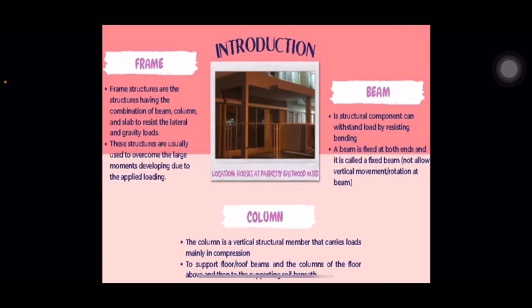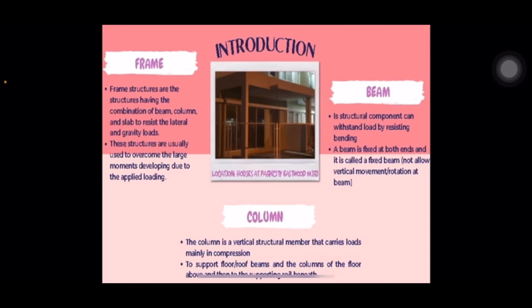I will talk about structure column and beam, also called frame. Introduction. Frame structures are structures having a combination of beam, column, and slab to resist lateral and gravity loads. These structures are usually used to overcome the large movement developing due to the applied loading.